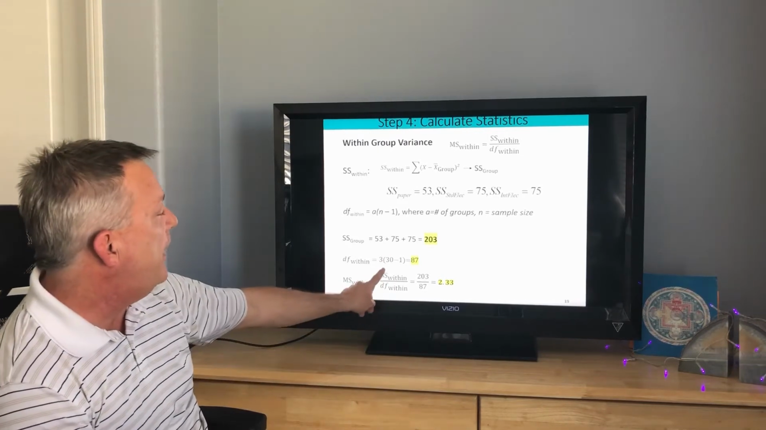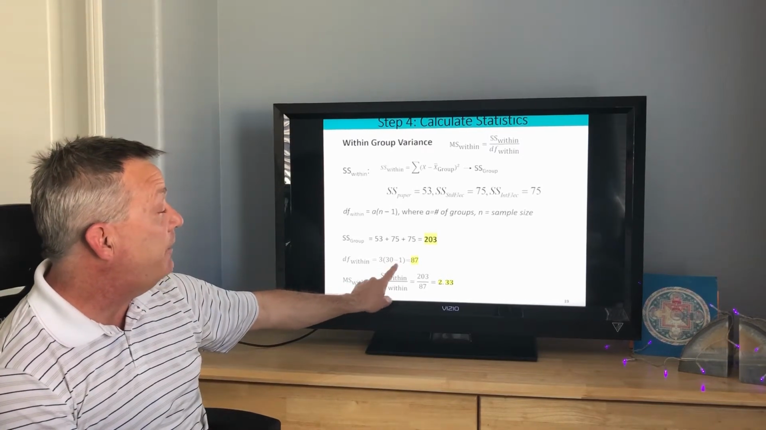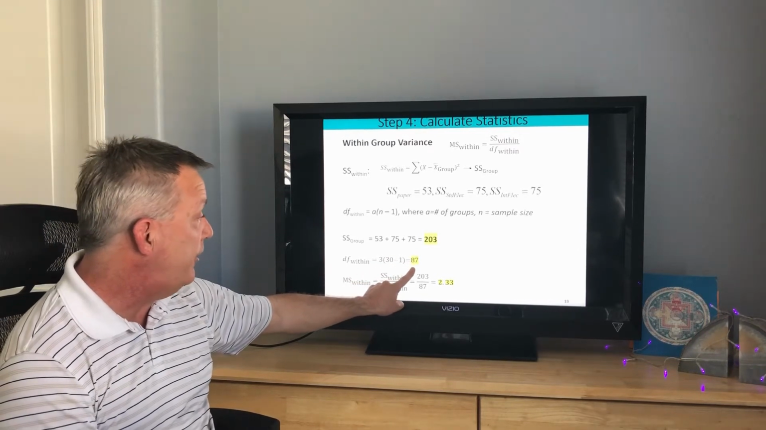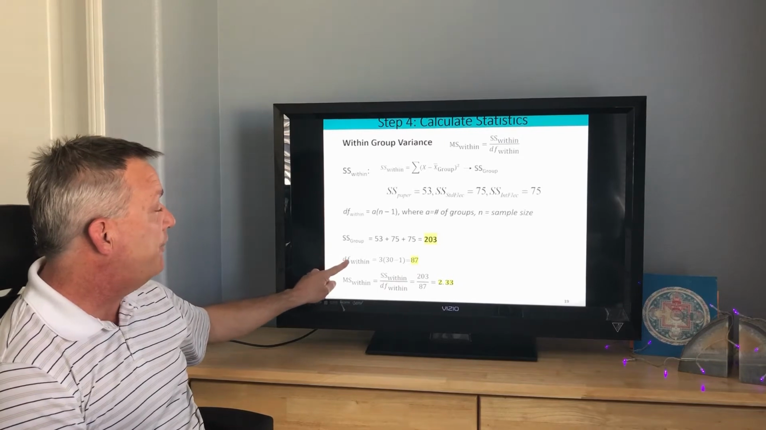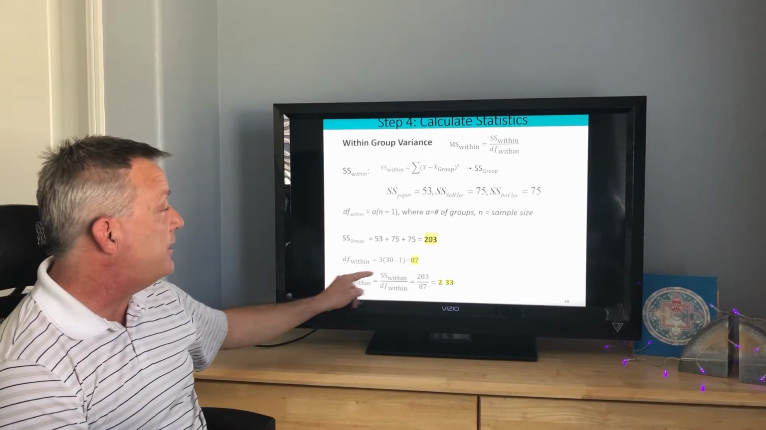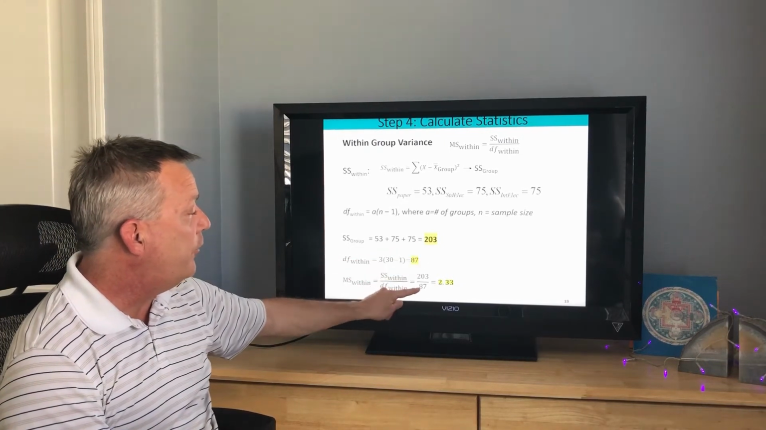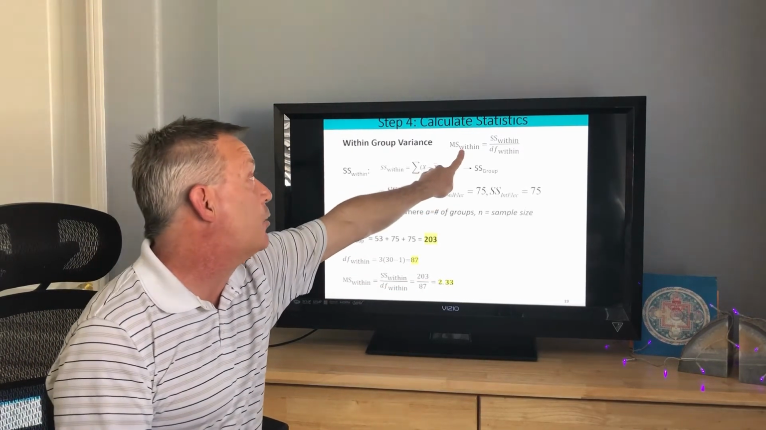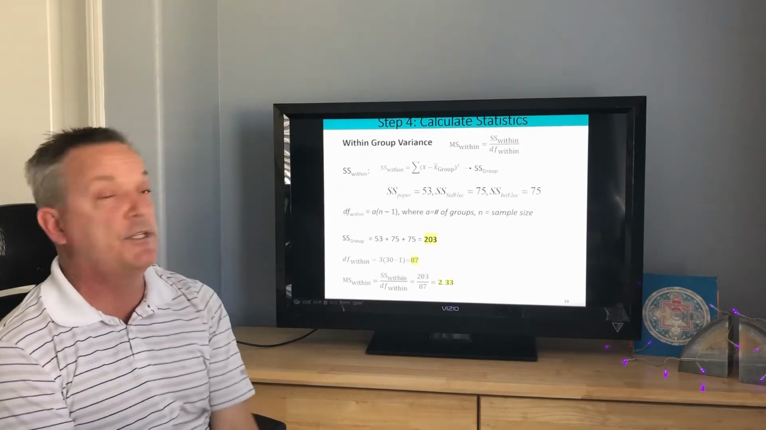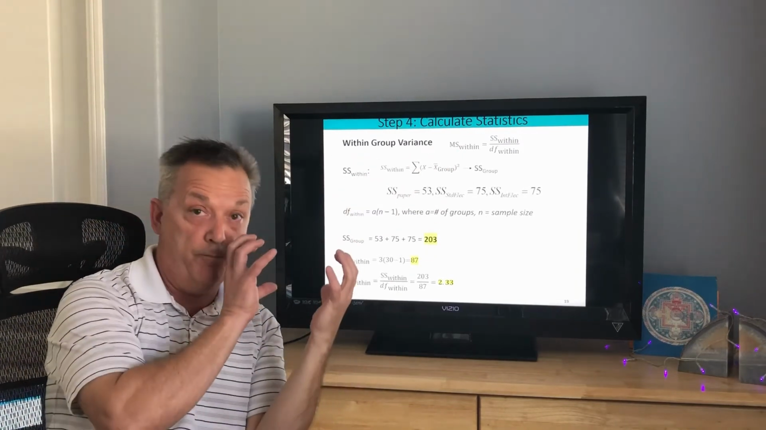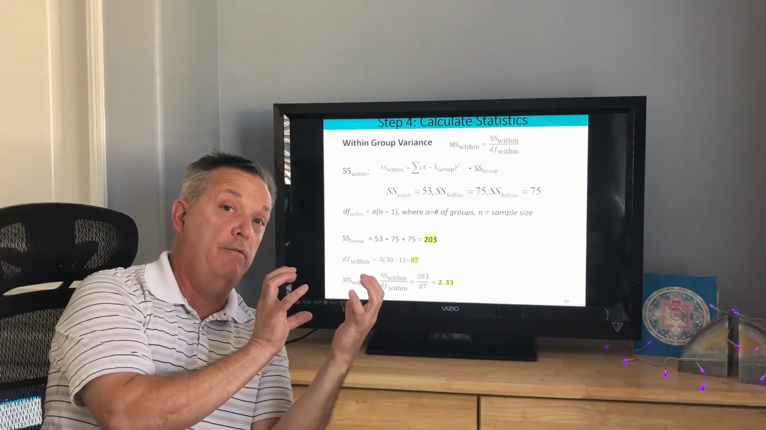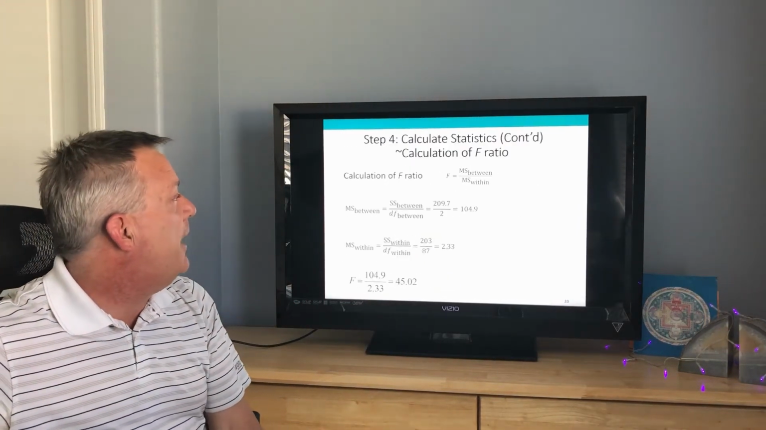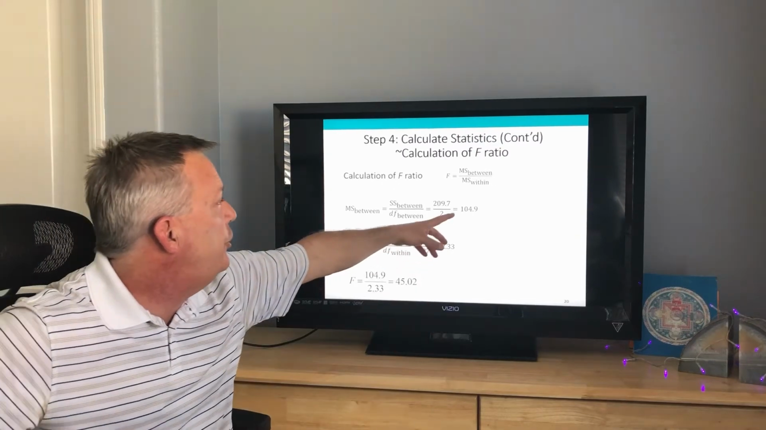So you have right here, sample size is 30, minus 1 is 29. 3 times 29 is 87. So the degrees of freedom within is 87. 203 over 87, 2.33 for the mean square within, also known as the within group variance, and that's your bottom denominator value for your F ratio. Now it's just a simple matter of plugging in those two values.